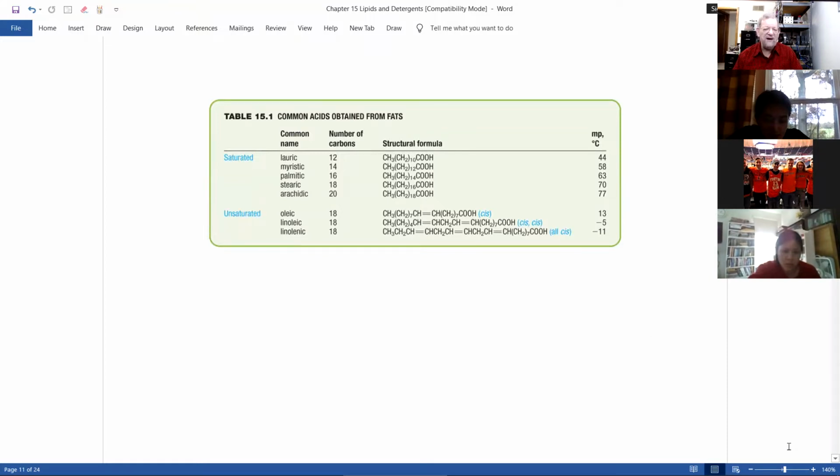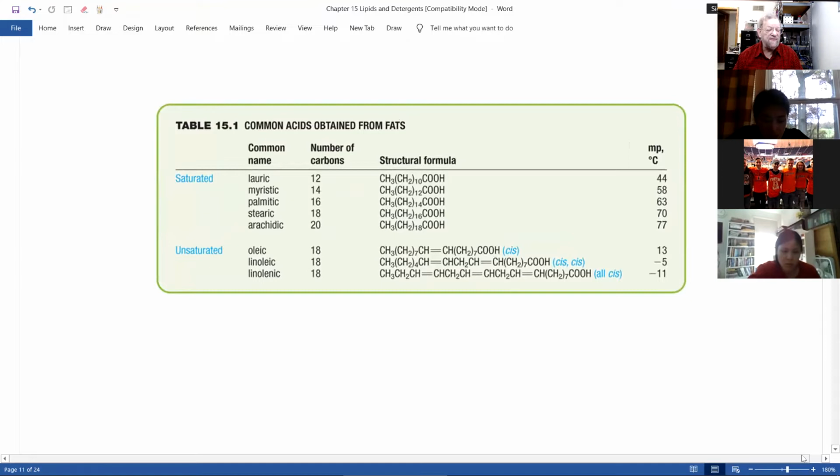Now, if you think about it, the fatty acids come from the acid hydrolysis of different fats and oils. You don't have to know this chart, but I thought I'd just show it to you. If you look at the different types of fatty acids, you can have 12 carbon stearic. These are common names. Palmitic is widely used. Stearic are the main ones, and unsaturated oleic. And as you can see, linoleic, linolenic.